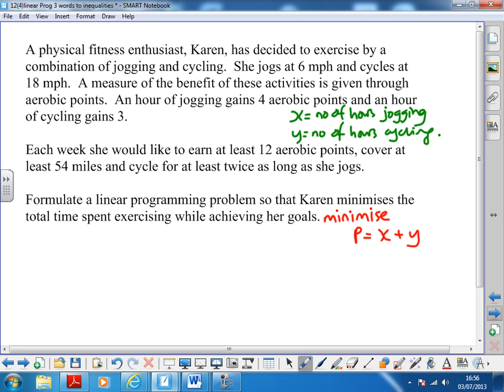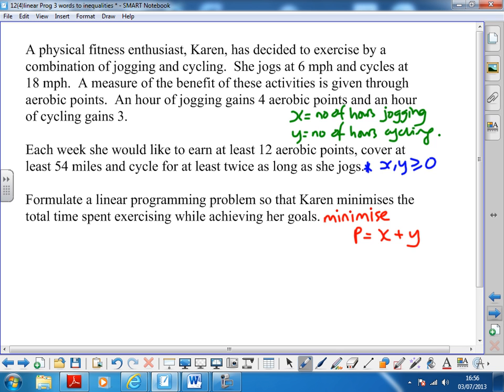So obvious constraints, X and Y have to be positive. You can't have negative hours, but they don't have to be whole numbers. Because you could do 2.5 hours of jogging easily. Well, not easily, you'd get tired, but you could do it. So that's the only obvious constraint.